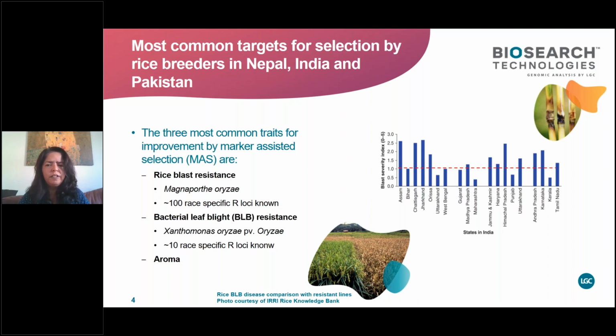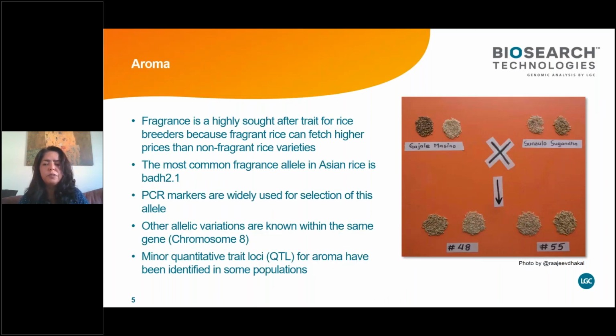One of the other key important traits for breeders is aroma, and this actually increases the value of rice varieties. And this trait increases security for farmers and means that they can get a higher value for their harvest. The most common fragrance allele is BADH2.1. And in Asian rice, it has been identified as a trait-specific marker and is a common target for the majority of breeders. And it's these markers that have also been developed as KASP technology.